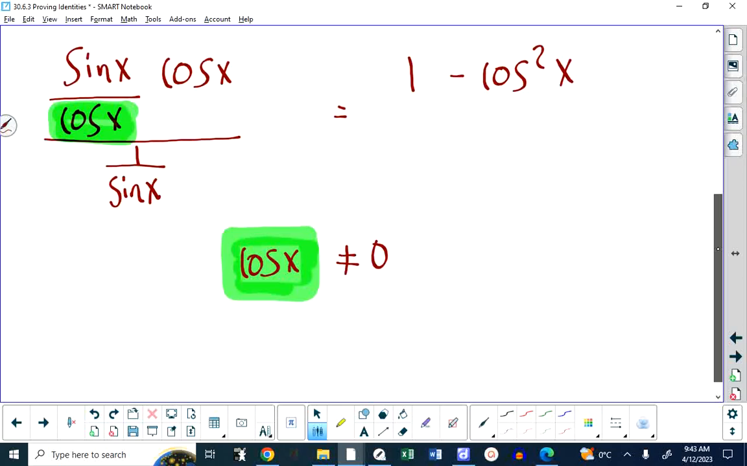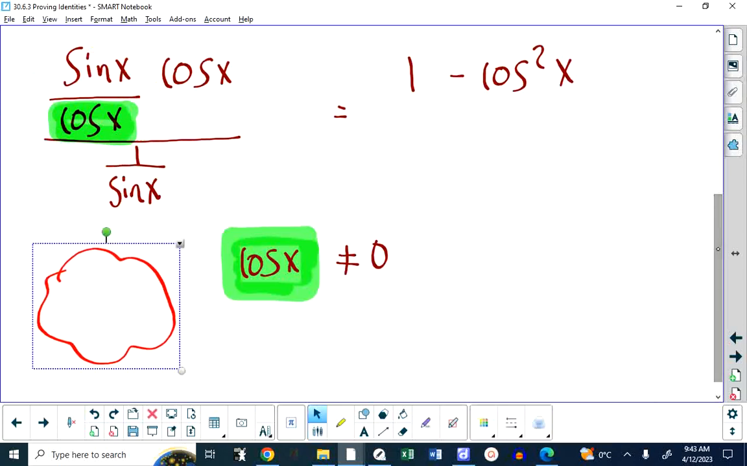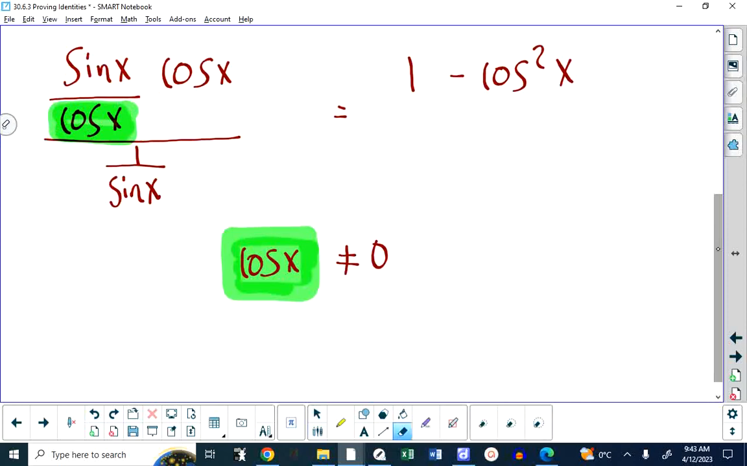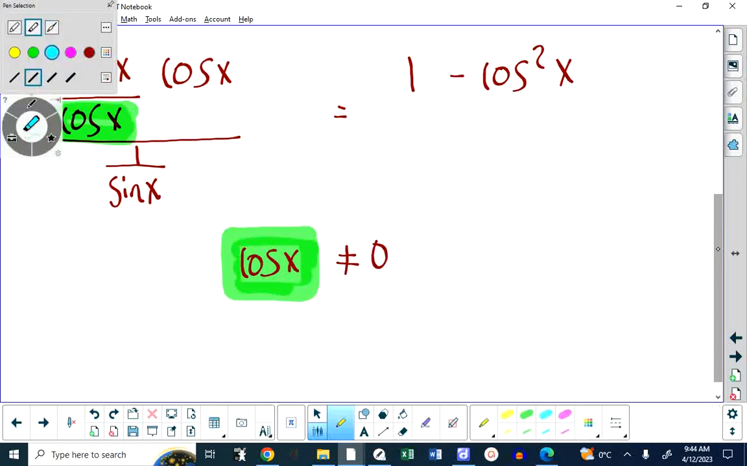So the fact of the matter is, and don't write this down what I'm going to write, if cosine of x was 0, then this piece of the left-hand side wouldn't be defined. And if that piece is not defined, the whole thing is not defined. It just falls to pieces. Okay, what else do we have? Well, on the right-hand side of this, we don't have any denominators. But we also have a denominator here. On the left-hand side, we have this denominator.